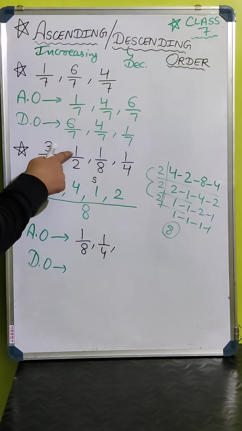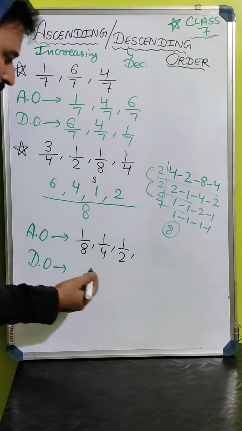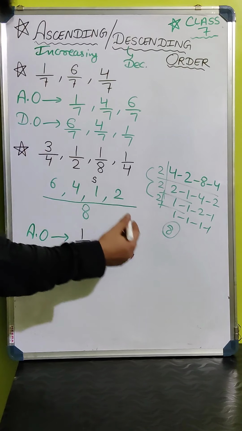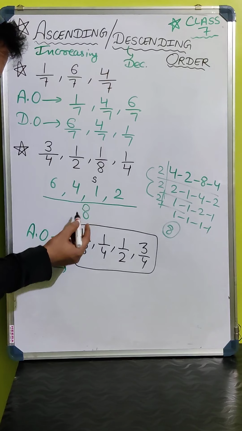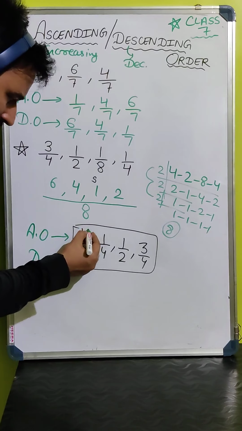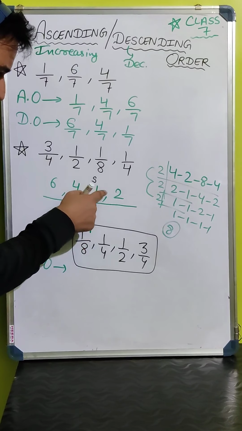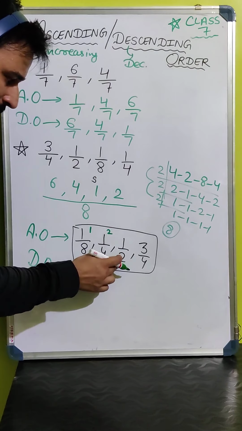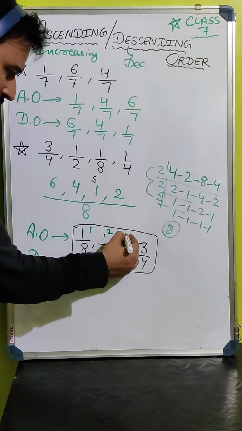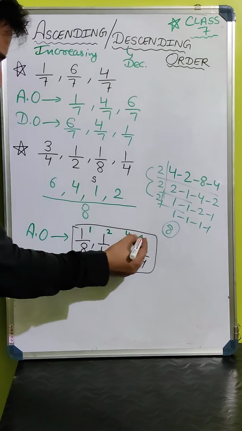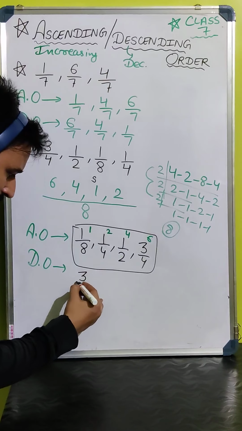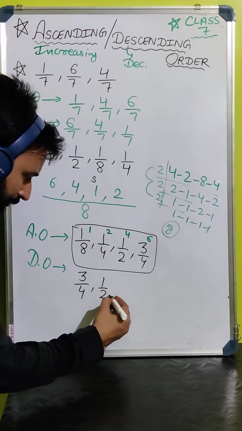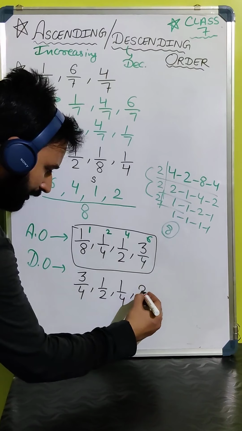Next 4, in place of 4 I will write 1 by 2, and next the largest one, that is 3 by 4. What I have written there is 1 by 8 in place of 1, 1 by 4 in place of 2, 1 by 2 in place of 4, and 3 by 4 in place of 6. Understood everyone? Now the descending order is the reverse order of these numbers. So it should be 3 by 4, 1 by 2, 1 by 4 and 1 by 8.